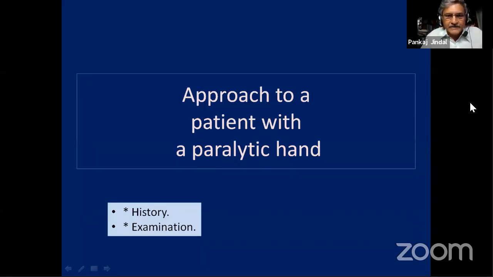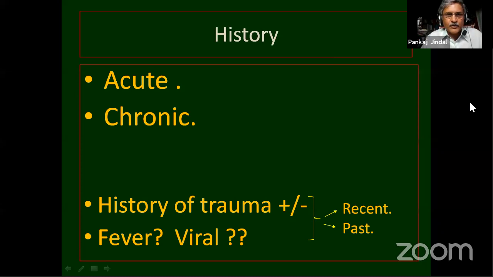So how do you approach a patient with a paralytic hand? You go in for a history and examination. So in the history, you ask whether it's an acute problem or a chronic problem. And if there's a trauma, whether that's a recent trauma or a past trauma. Similarly, there's a history of viral illness or a fever, of recent origin or of the past.